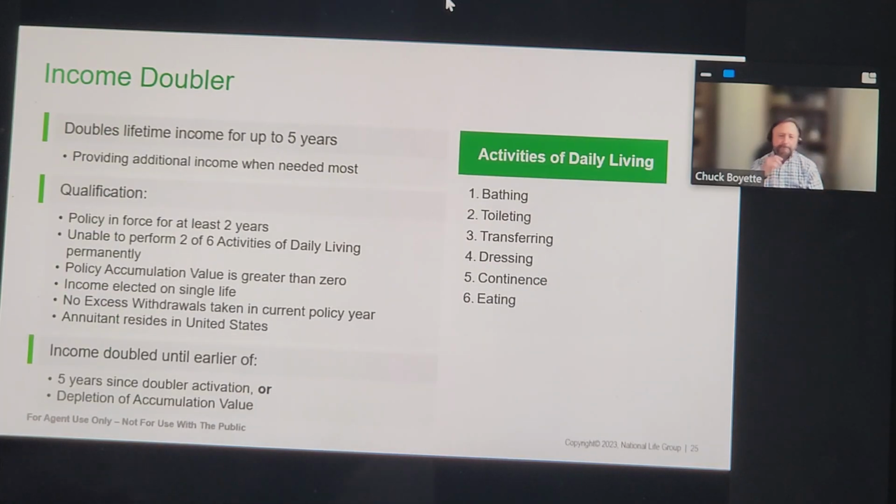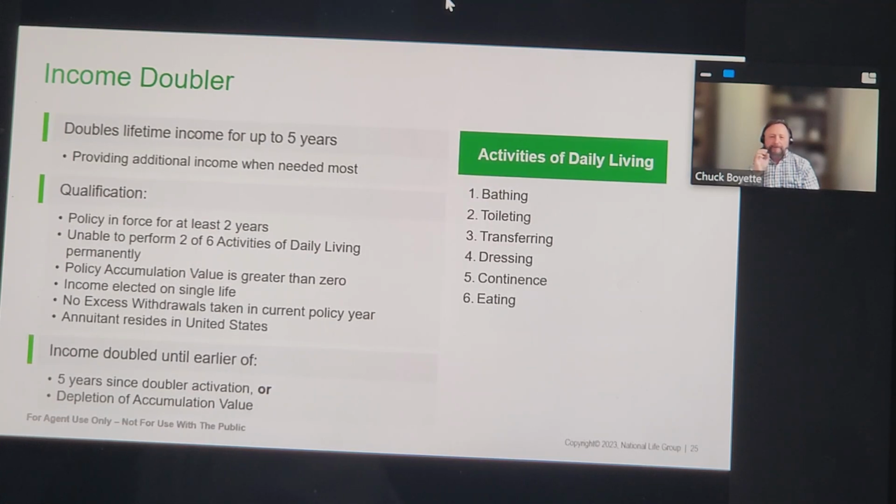As promised, I know we talked about Income Doubler. Income Doubler is really very simple. It's on all of our income annuities, right? So it's not going to be on the growth annuity, but it's going to be on our income annuities. You don't have to add it. There is no additional fee for it. And what it does, it doubles the lifetime income for up to 5 years if your clients qualify for it.